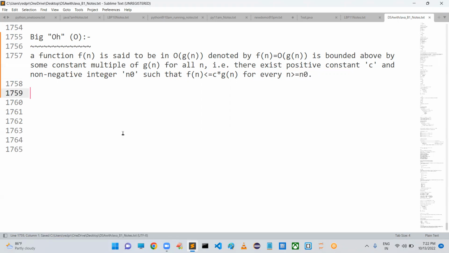This is the definition. So how can you represent big O of n? A function f of n is equal to big O of g of n when f of n is always less than or equal to g of n multiplied by some constant c, for every n value greater than n naught. If I take the diagram for this, you will get clarity.